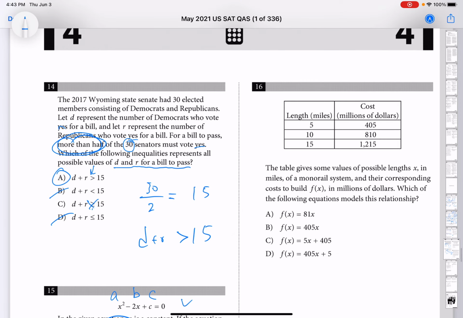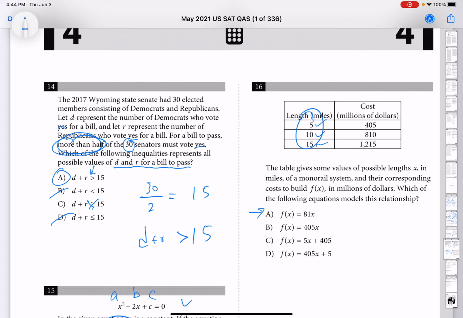All right, number 16. It says the table gives some possible values of x in miles of a monorail system and their corresponding cost to build, f of x, in millions of dollars. Which of the following equations models this relationship? Okay, so to do this one, you can use some logic to cross out some of the other ones, but the other option is just to start plugging in these numbers and see which one works out. I'm going to start plugging in 5, 10, and 15. Let's try the first answer.